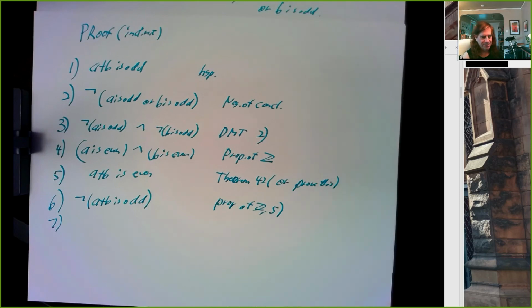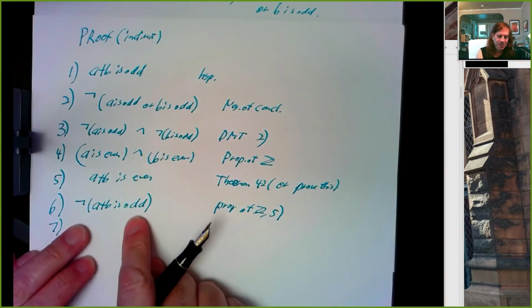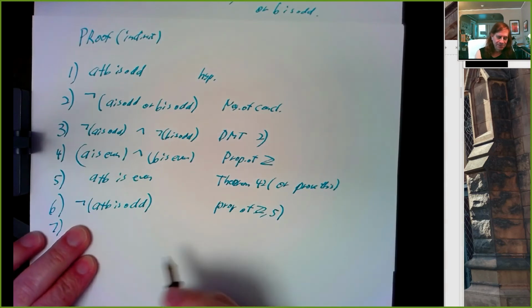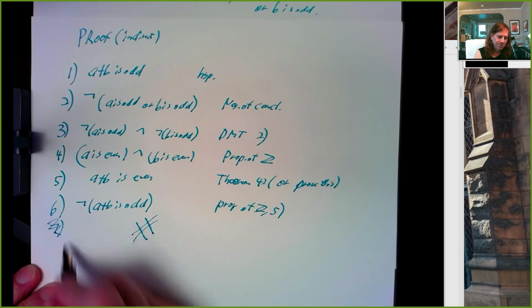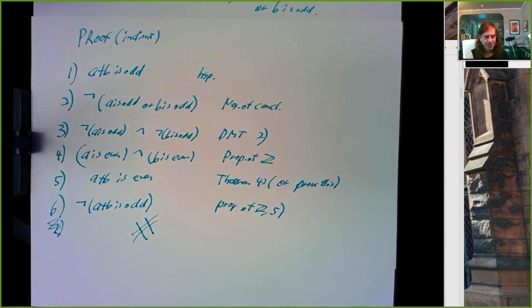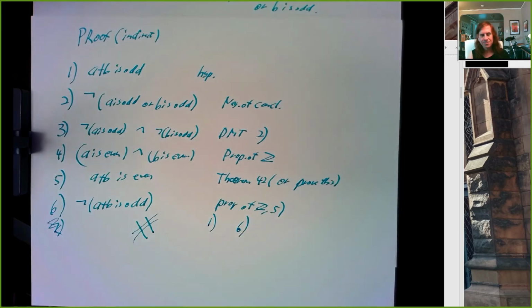Right, step 7, we've proven a plus b is odd, and we've proven not a plus b is odd. That's a contradiction. I don't usually number the contradiction, but we've got a contradiction between propositions 1 and 6. So we have proven false.